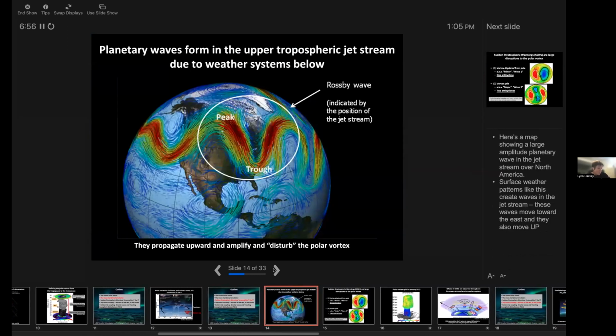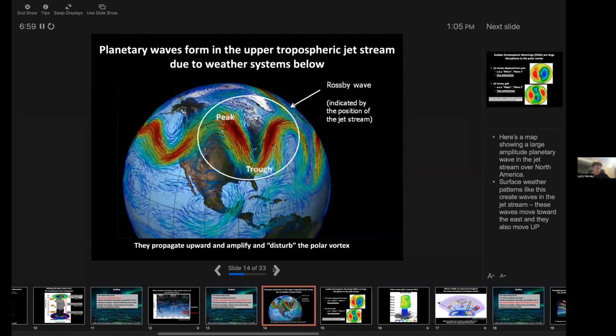Here's a map showing a large amplitude planetary wave in the jet stream over North America. Surface weather patterns like this create waves in the jet stream. These waves move toward the east, and they also move up. They propagate upward and they amplify due to decreasing density, and they disturb the polar vortex.